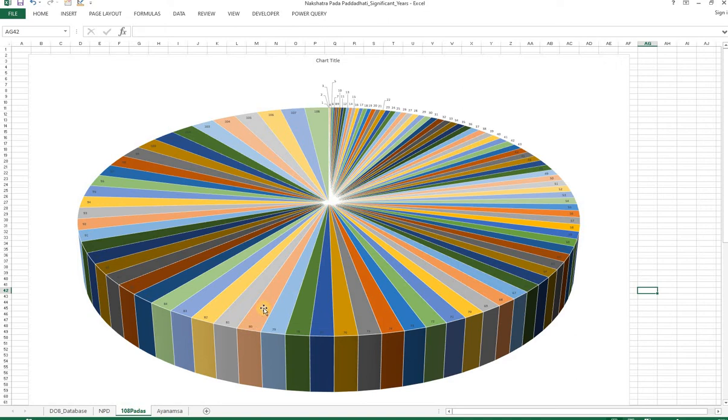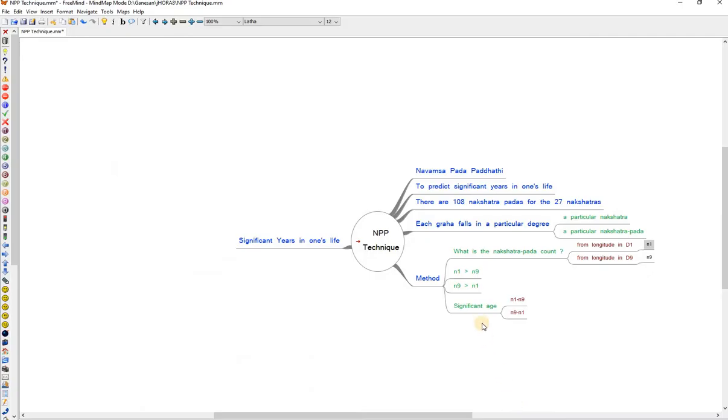So when there are two points on this graph, this sector as well as the other sector will give the number of years. So there are basically two years which are significant. That's the technique here. What they say is that the significant age would be the difference of these numbers, either from N1 to N9 or N9 to N1. Even for N1 to N9, there are two years because of the two sectors of the graph that I showed you. Similarly, here you have two sectors of the graph. Therefore, there are multiple ages to which significant years in one's life can be mapped.